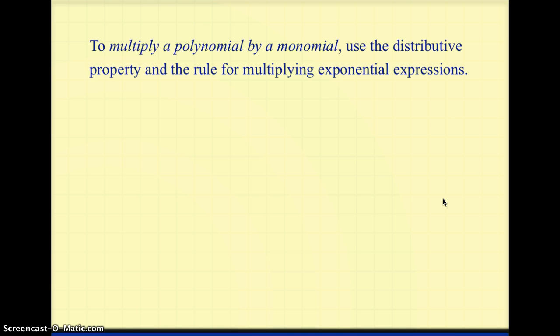Now we're going to move on to multiplying a polynomial. To multiply a polynomial by a monomial, which is just a polynomial with one term, you're going to use the distributive property and the rule for multiplying exponential expressions.